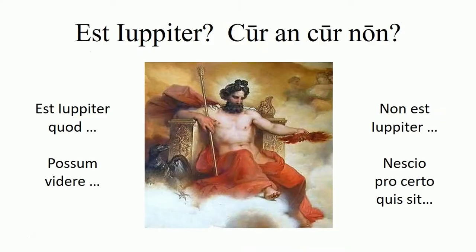Okay, so looking at these types of representations, and we practice with this a bit, let's practice with it a bit more. Some of these I'll help you with, some I'll invite you to work on your own. Est Jupiter, aut est ne Jupiter, cur an cur non. Okay, if you think that it is, you can begin with est Jupiter quia. Another way to begin would be est Jupiter quia possum videre, or if you don't think it is, you could say non est Jupiter, or simply nescio pro certo quis sit, difficilis est mihi identificare hunc deum.